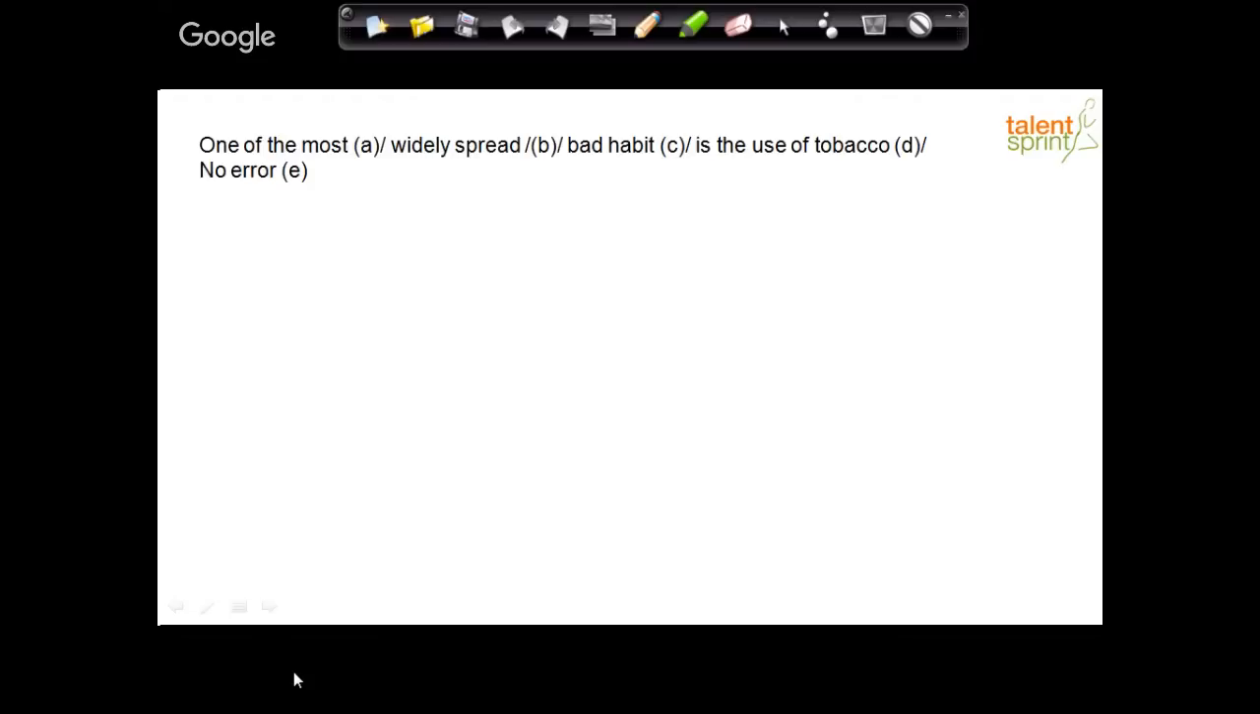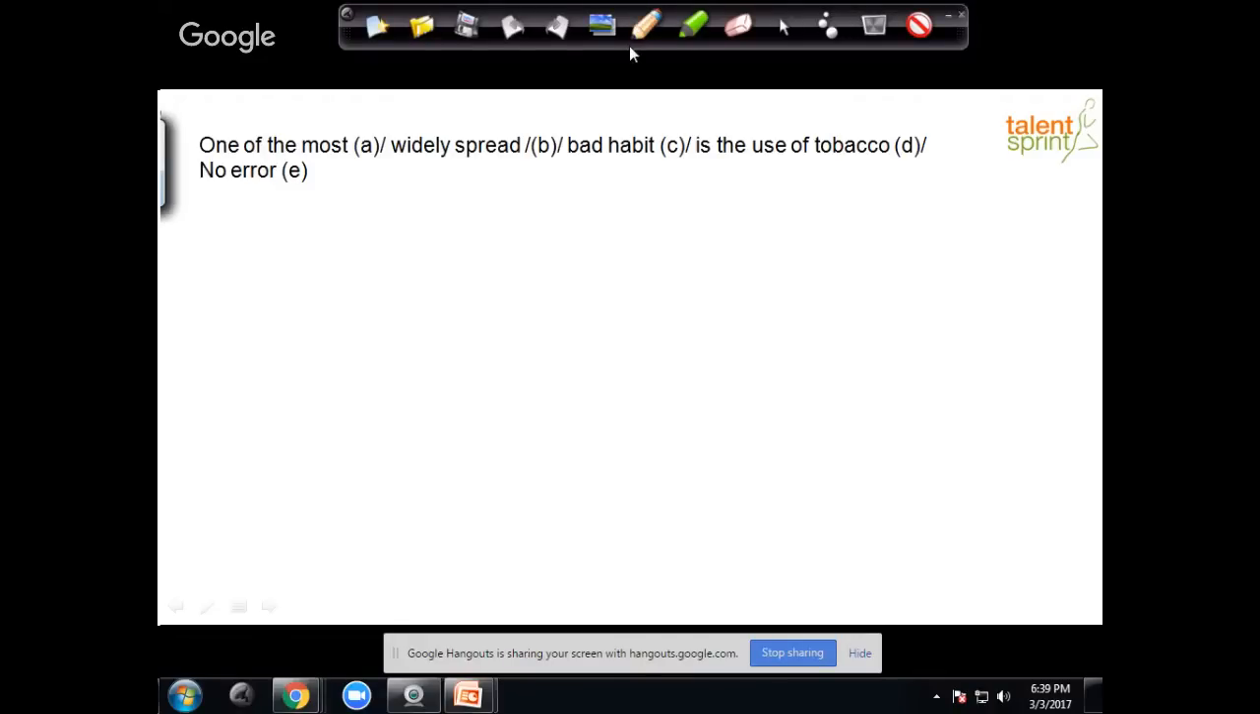One of the most widely spread bad habit is the use of tobacco. This is an easy one. Let me see if you're able to quickly identify the error. The expression itself will help you figure it out. One of the most widely spread bad habit is the use of tobacco. Pramod says A. Think. What's wrong with one of the most? Yes, bestie. Thank you. The error is in part C, right?